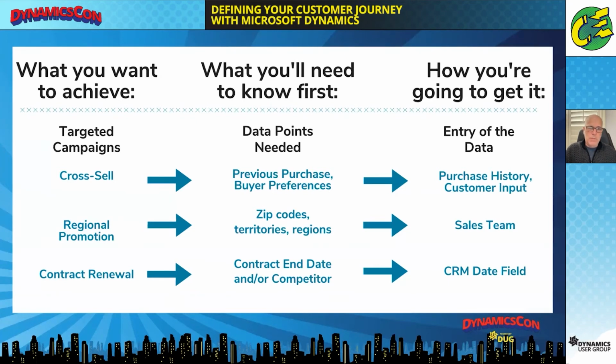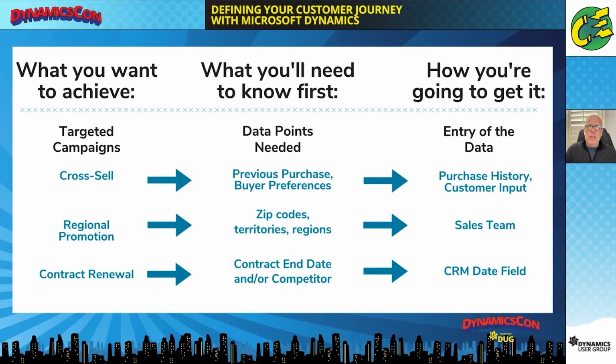You're going to need the previous purchase data, and you're going to want to understand the buyer preferences. You're going to get that data from your CRM or from your accounting software that shows purchase history, and you're going to see what kind of customer input you have from that. If we're looking at some sort of regional promotion, you're going to need data points for a zip code, your territory, your region, and you're going to get that data from your sales team.